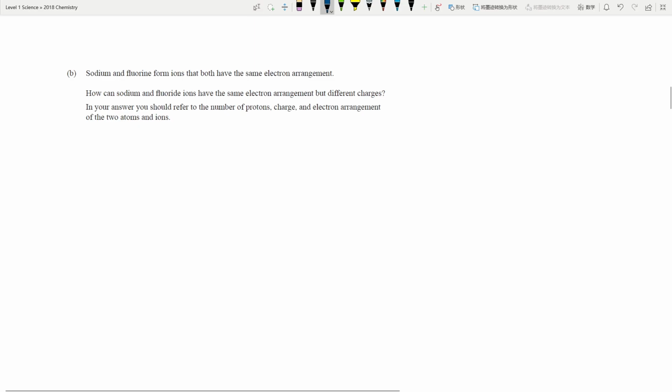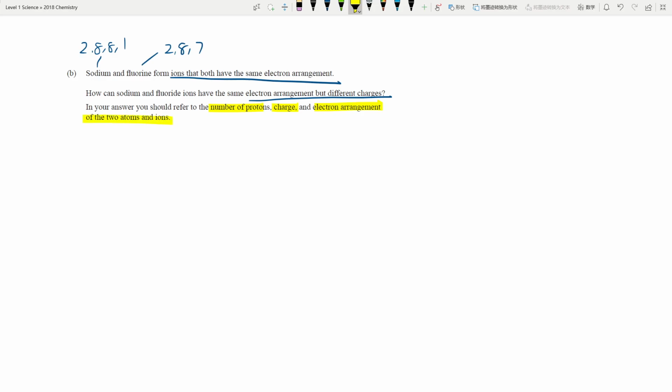All right, let's look at B. Sodium and fluorine, so let's just remember the electron arrangement. Fluorine is 2-8-7. They both form ions that have the same electron arrangement, but they have different charges. How can they form ions? This is important: you should refer to the number of protons, charge, and electron arrangement of the 2 atoms and ions.